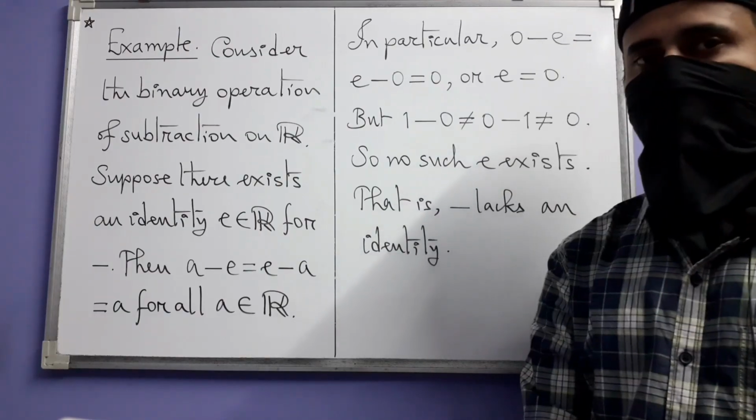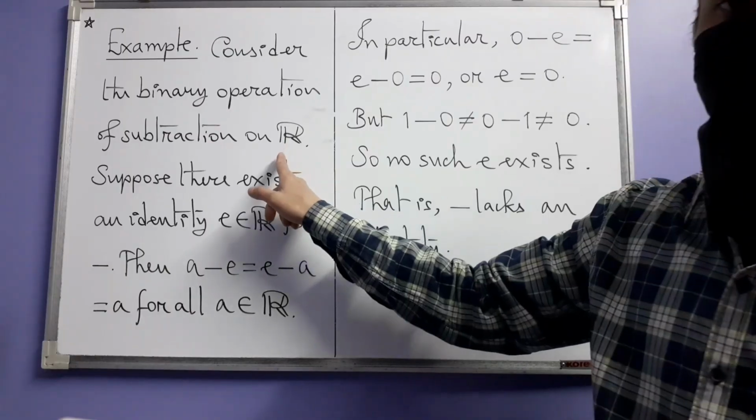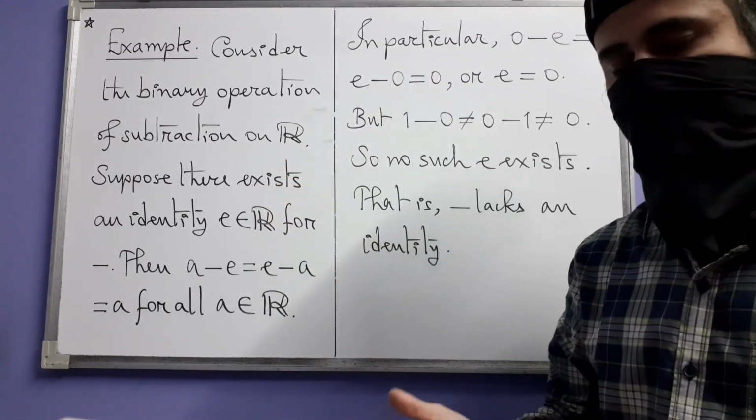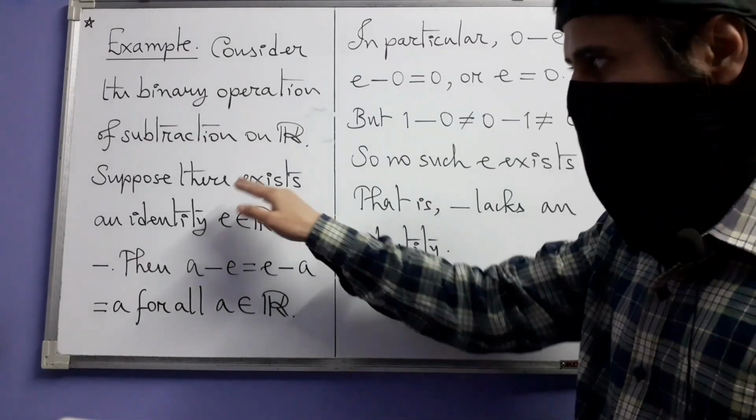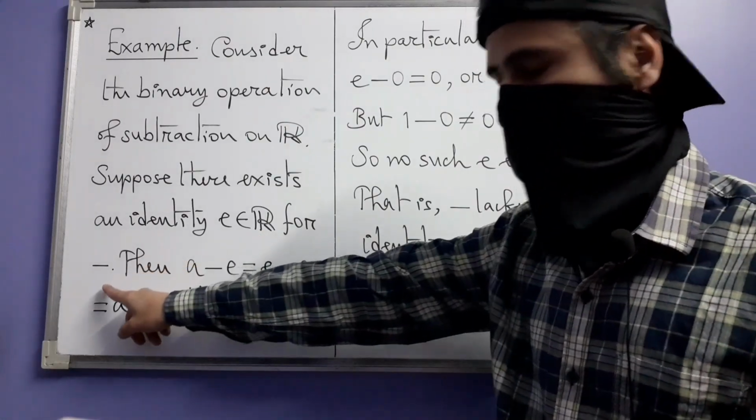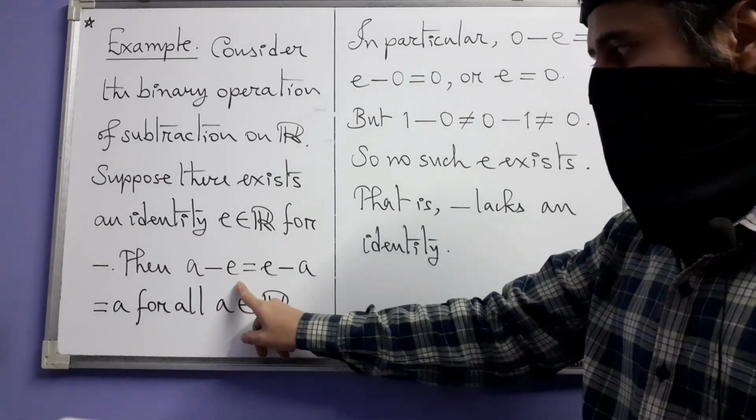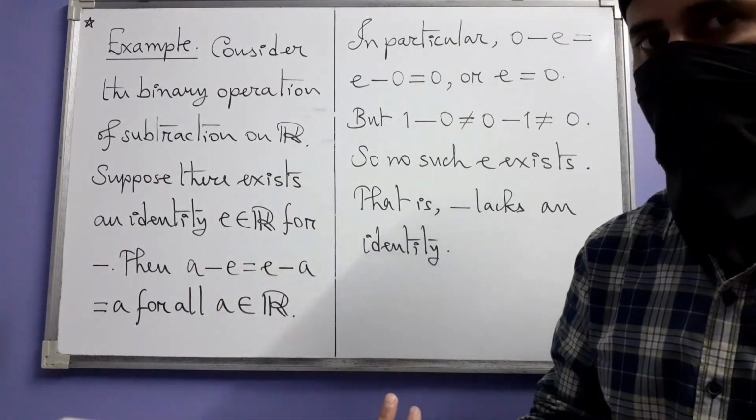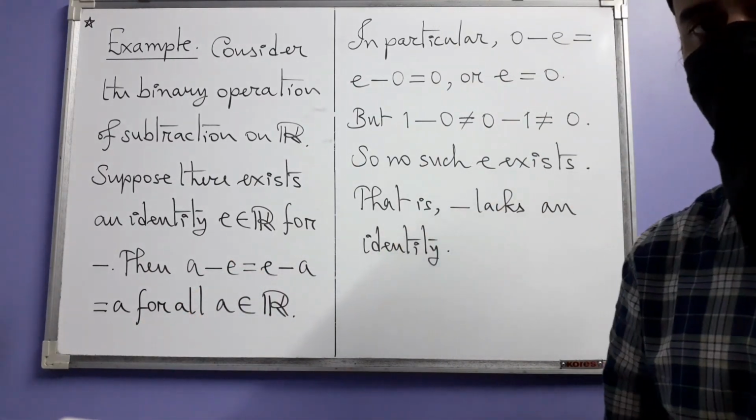As a non-example, you can consider this one. Consider the binary operation of subtraction on the set of real numbers. Our claim is that there is no identity element for subtraction. But forcefully suppose there is an identity, say E in R, for the operation of subtraction. Then a minus E should be equal to E minus a, that means now the star is minus, and that should be equal to a for all real numbers a in R.